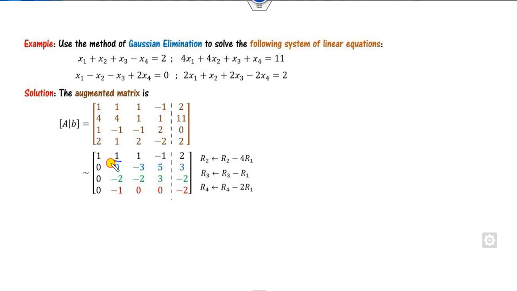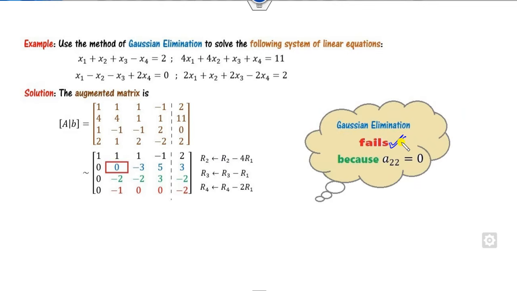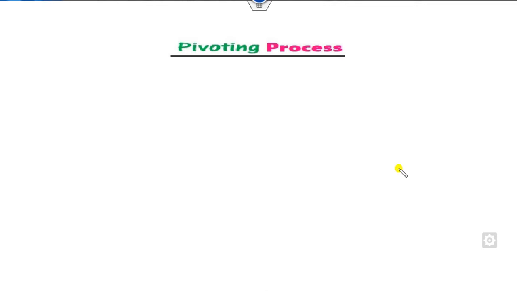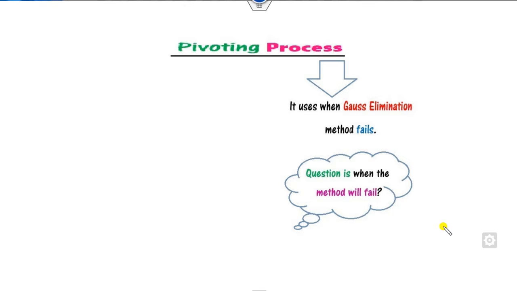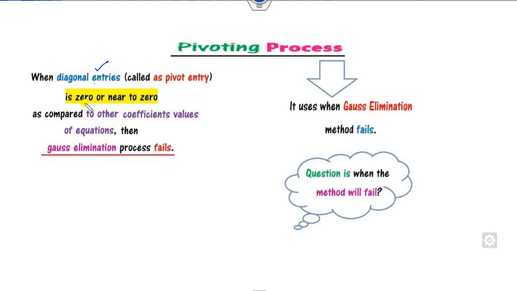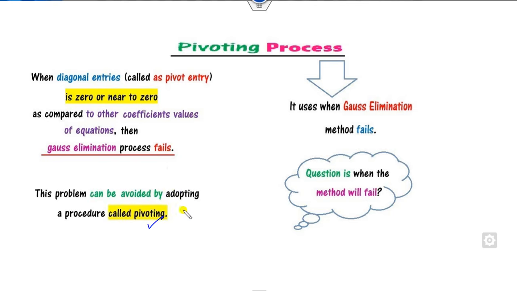The next element is you can take the diagonal entries. Now this is a 0. It means the Gauss elimination method failed. Once the Gauss elimination method failed, then how can you proceed? For that we need the pivoting process. This method is applicable only when the Gauss elimination method failed. Remember, the Gauss elimination method failed either Aij is exactly 0 or approximately 0. So this method will be applicable only when the diagonal entries are exactly 0 or near to 0. Then we are using the process called pivoting.